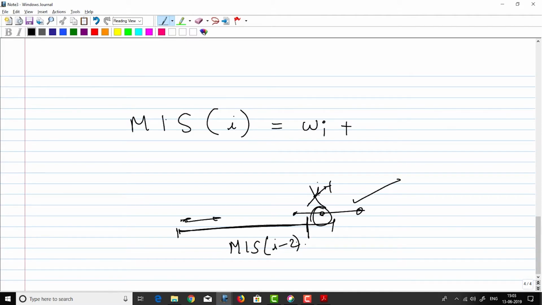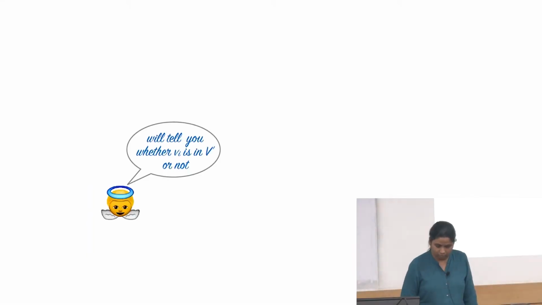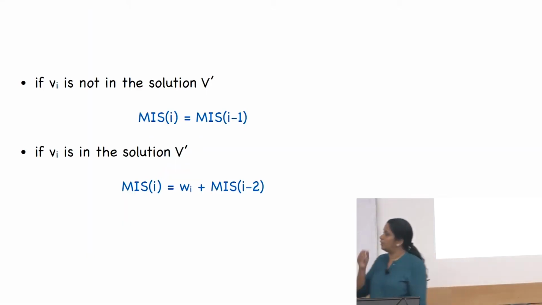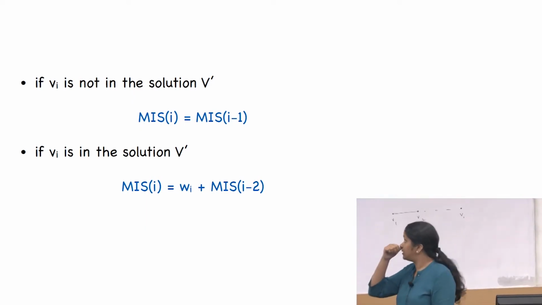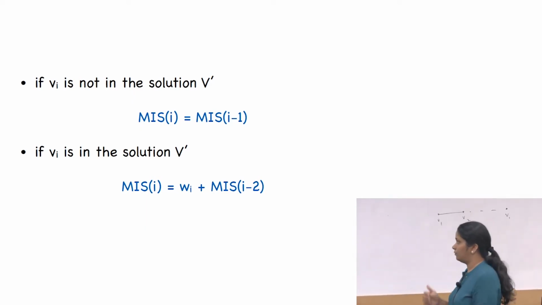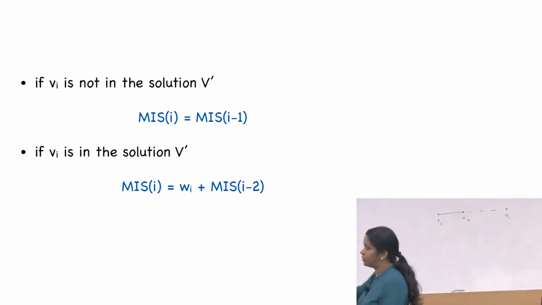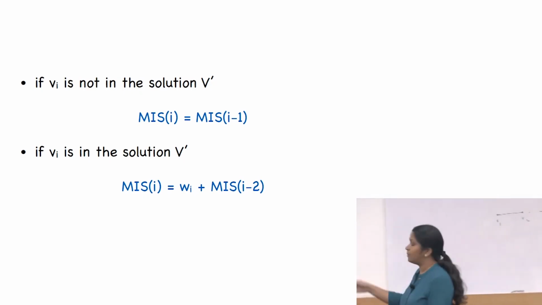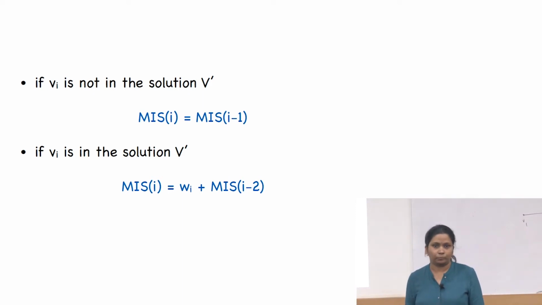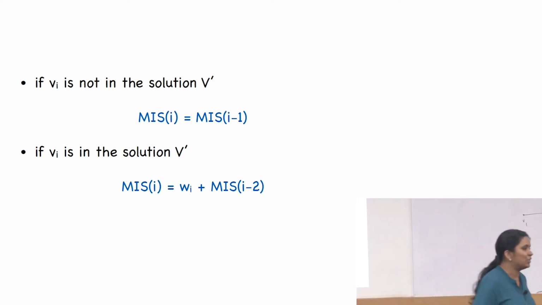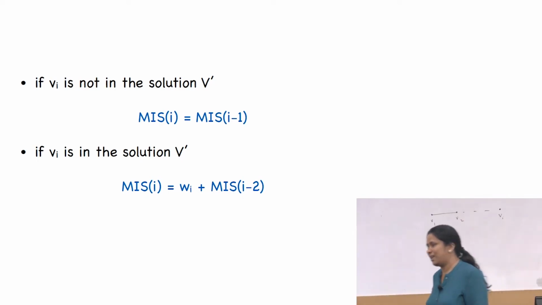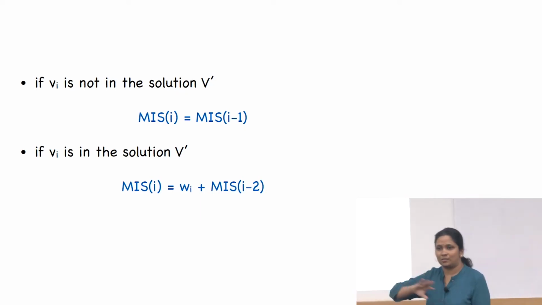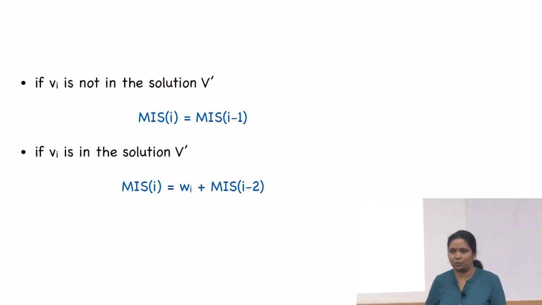Okay, right, good. So if I know Vi is not in the solution, then the solution is MIS of i minus 1. If Vi is in the solution, then the solution is Wi plus MIS of i minus 2. But it's highly unlikely that an angel is coming to tell me some hint. It hasn't happened to me before. So let's leave that option out, because that's not going to help.